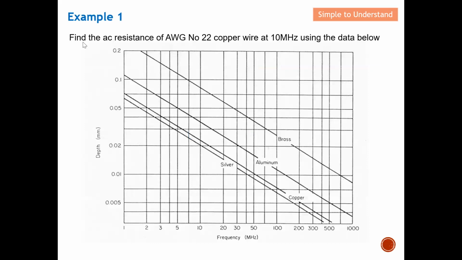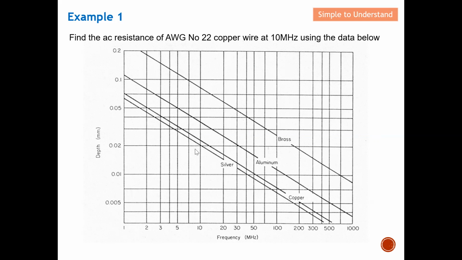As I shared with you earlier, for this video I'm going to have 2 examples. This will be the first example. The first example tasks us to find the resistance under AC of an AWG number 22 copper wire, which means that the wire is made of copper, at 10 megahertz, using the data below.